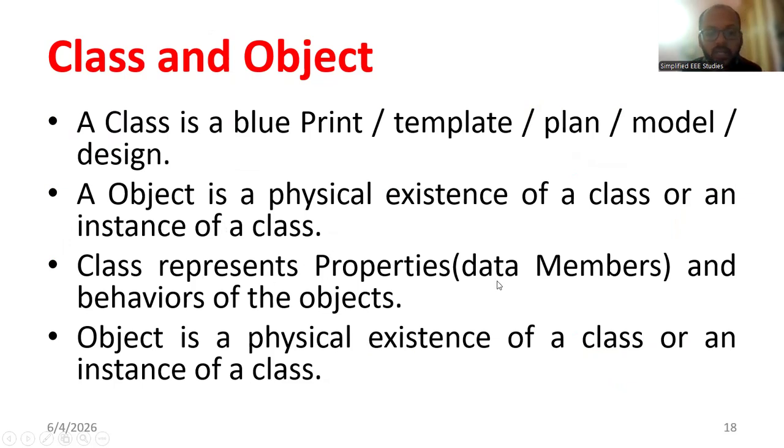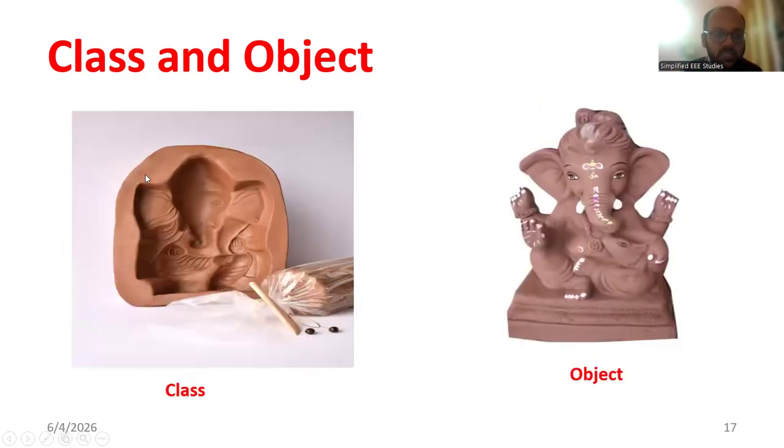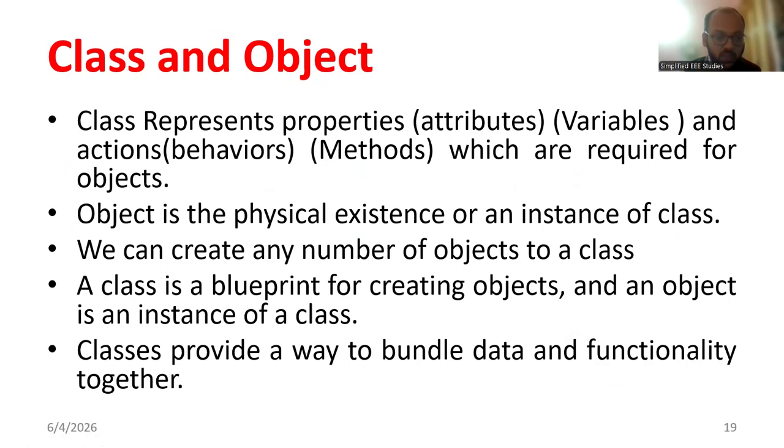Class represents the properties, for example, data members. Here the size, shape, dimension, everything will be defined from the class only. So that Ganesha will have the height of the idol, the width, the diameter, the weight, everything comes from the class. Similarly, we can create any number of objects from the class. Now, n number of Ganesha idols can be generated from that particular shape. That means n number of objects can be generated from the class. A class is a blueprint for creating the object, and an object is an instance of the class.